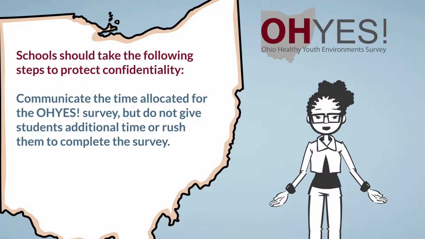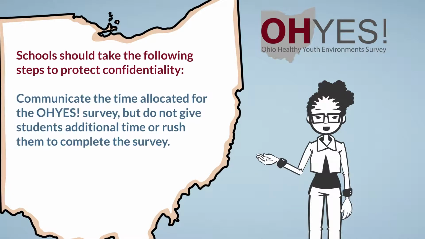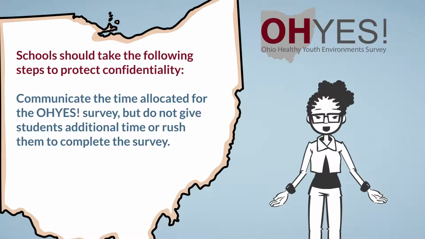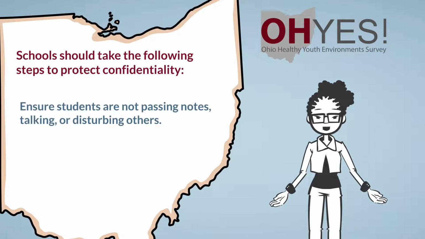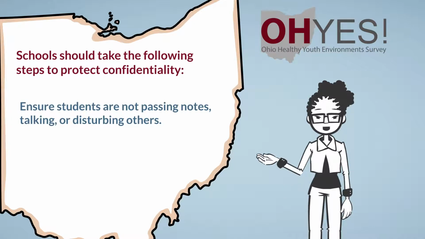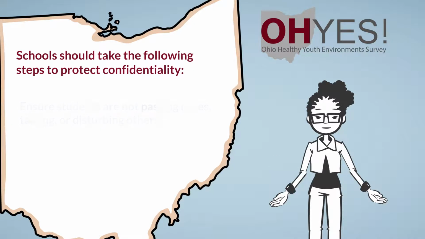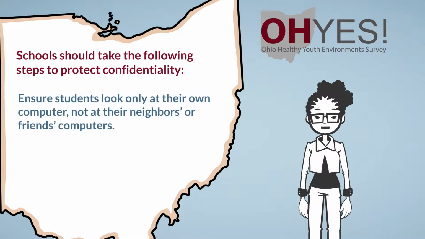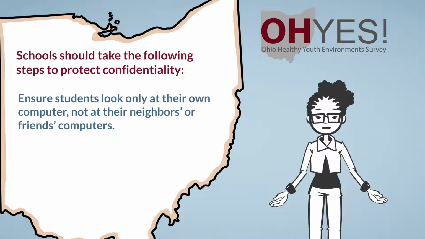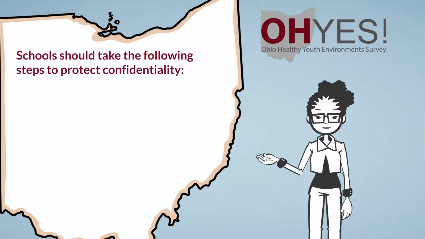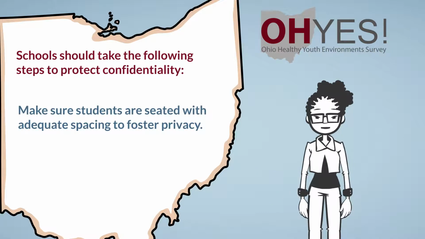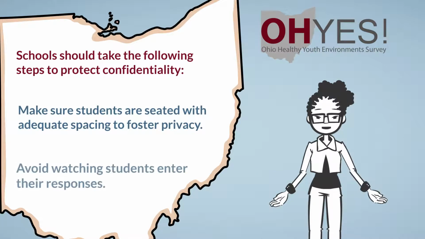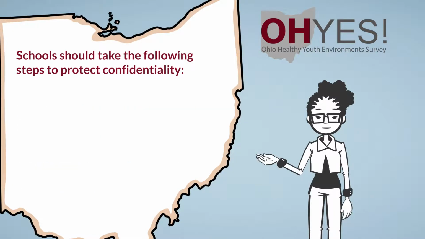Communicate the time allocated for the OHYES survey, but do not give students additional time or rush them to complete the survey. Ensure students are not passing notes, talking, or disturbing others. Ensure students look only at their own computer, not at their neighbors' or friends' computers. Make sure students are seated with adequate spacing to foster privacy. Avoid watching students enter their responses.